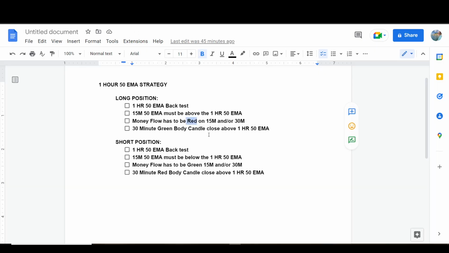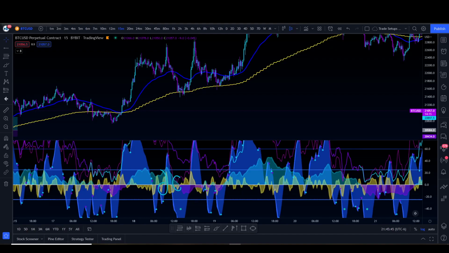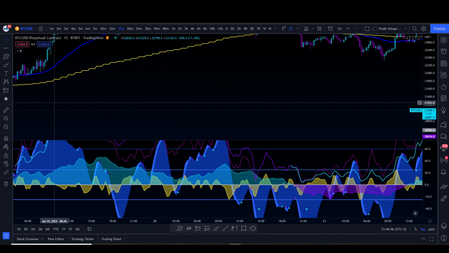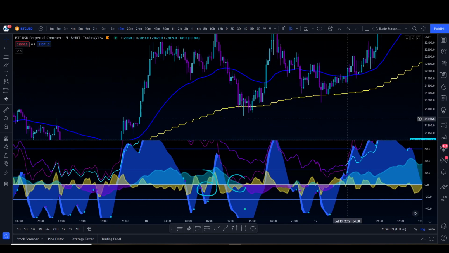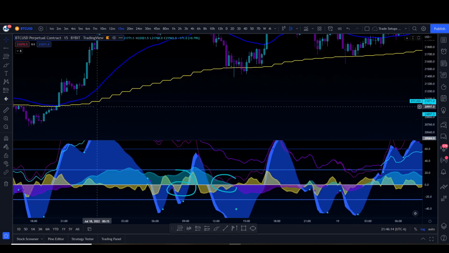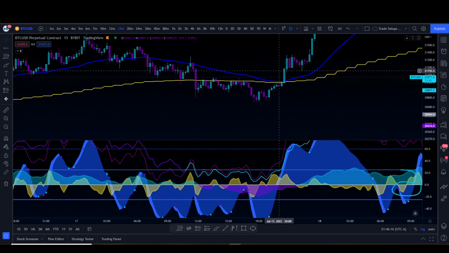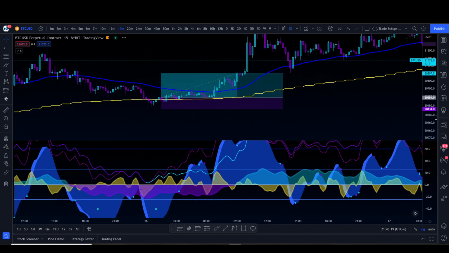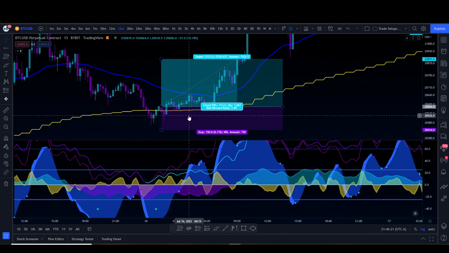I also did a little checklist. So for a long position, you have the back test. The 15 minute must be above the hour. And then money flow has to be red on the 15 minute or 30 or both. And then you must get that 30 minute green body candle close above the hourly, right? Like right here. Okay, there's the close above, right? Another example. Here's the close above, right? Then here is our other example. Here's the close above, you know, green candle.